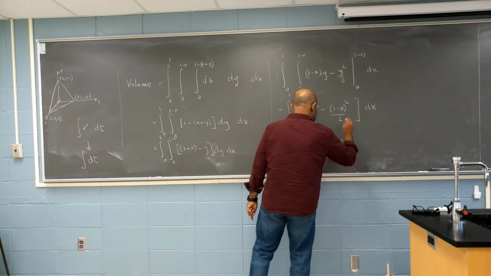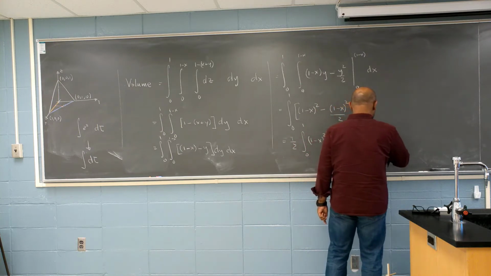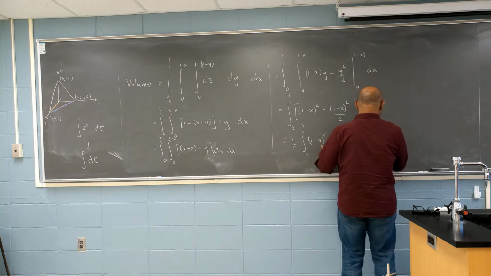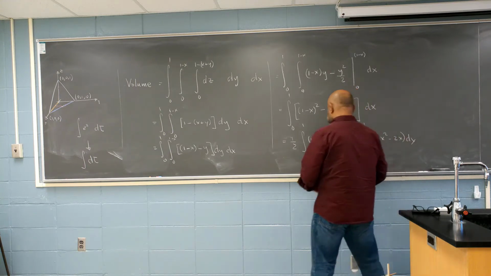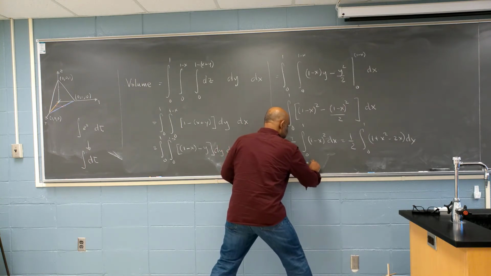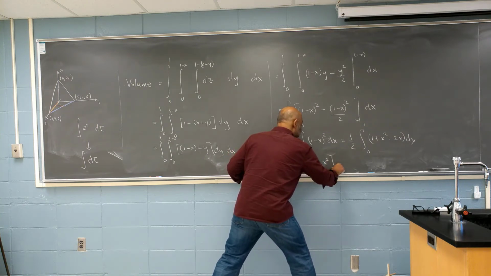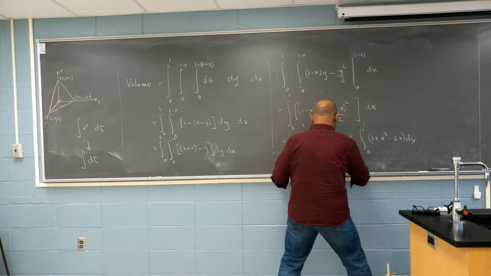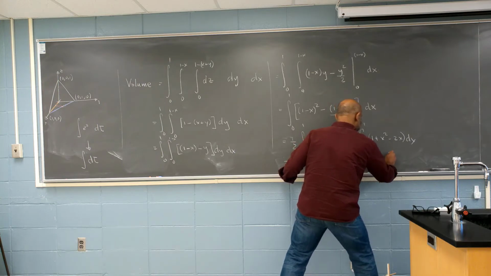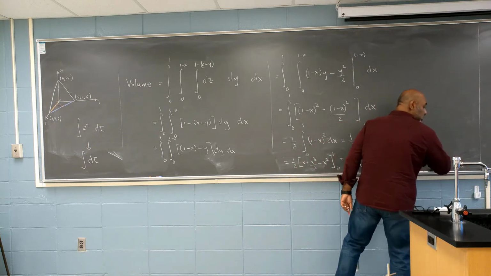Please make sure that I'm not making a mistake. The integral from 0 to 1 of 1 plus x squared minus 2x dx. That is equal to 1/2 times x plus x cubed over 3 minus x squared, going from 0 to 1. It's 1/2 times 1 plus 1/3 minus 1. I don't know if this is the answer, but it looks good.